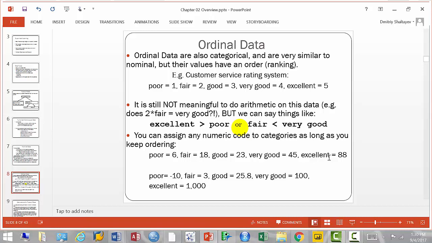Meow. Wow. Are you hungry? I'm getting hungry. All right, anyhow.